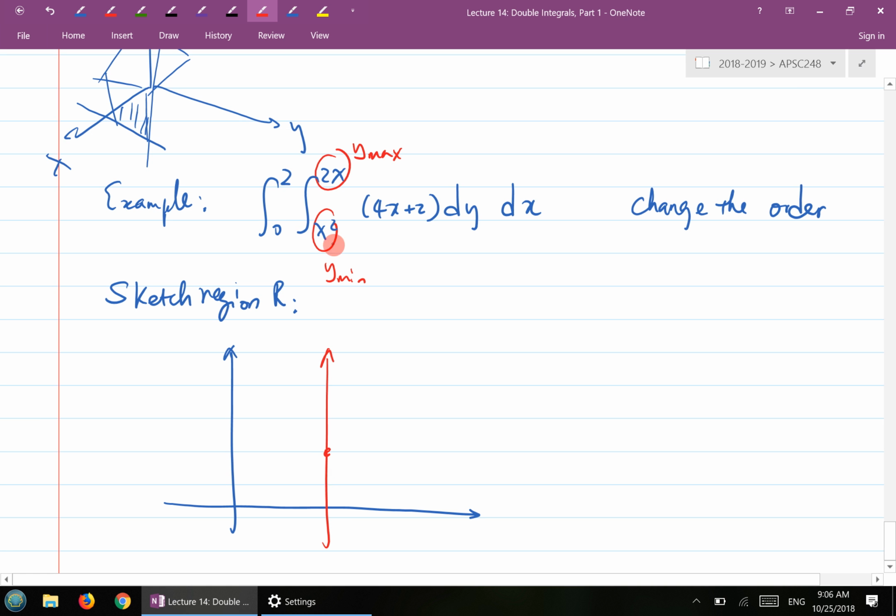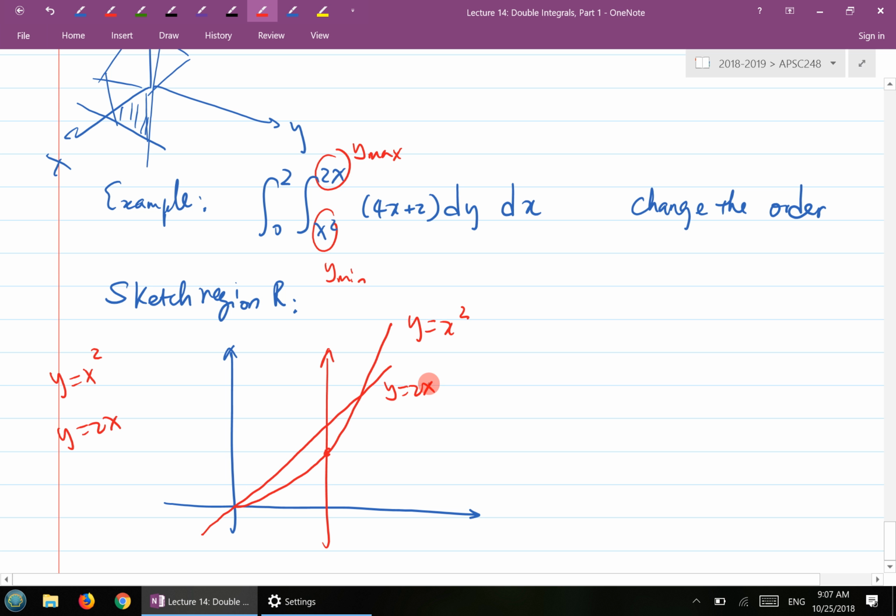So y min equals x squared. That's my first contact. So we just have to draw y equal to x squared, and that's a parabola. That's your first contact. And then the second contact is y max equal to 2x. So this is a straight line, y equal to 2x, which happens to be this one here.